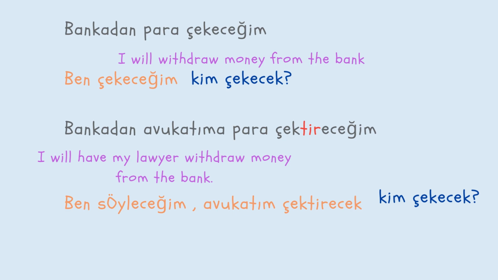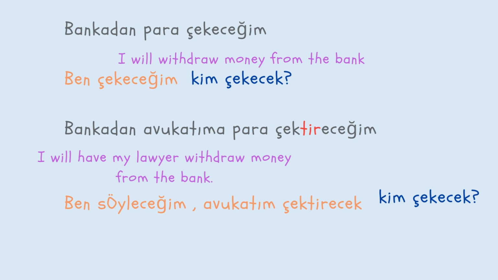Bankadan para çekeceğim. I will withdraw money from the bank. Who's gonna do that? Kim çekecek parayı? Ben çekeceğim. I will withdraw. But when I say bankadan avukatıma para çektireceğim, it means I will have my lawyer withdraw money from the bank. So I'm gonna tell him and the lawyer will withdraw the money.